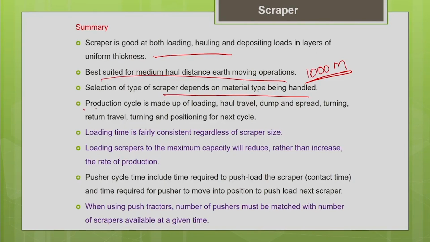And we know what all the components of the production cycle are. It is made up of loading, haul travel, dumping, spreading, turning, return travel, and again turning. So, you have turning in the fill area as well as in the cut area, and then maneuver position for the next cycle. All these things make up the production cycle of the scraper.